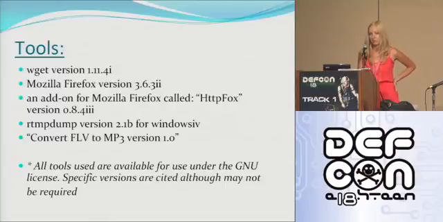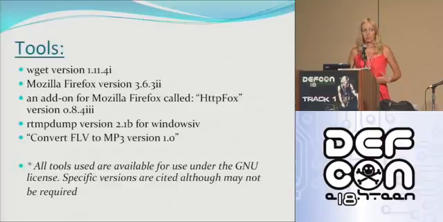All right, so the tools that I use for this are all GNU tools: wget, Firefox, an add-on for Firefox called HTTP Fox, which is awesome, RTMP dump, and a converter called FLV to MP3s. There are other converters, but this is the one I used. Now, there are DMCAs right now on RTMP dump, and when I originally wrote the white paper for this, there was a website you could download the converter from. The website is gone. So I suspect there's a DMCA takedown on that as well. But you guys are hackers. I'm sure you can find the tools.